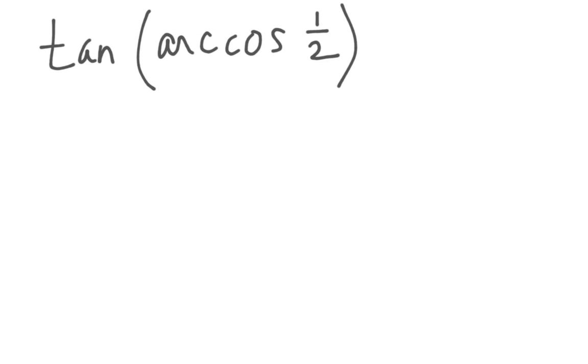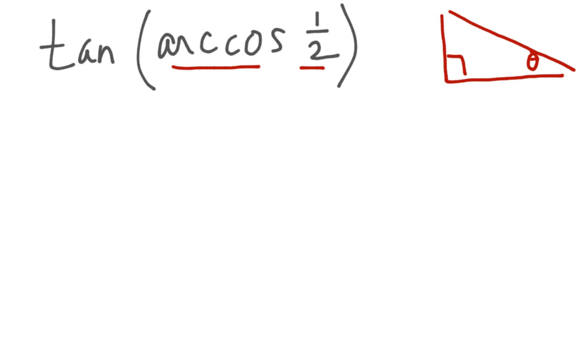Tangent of arc cosine of 1/2. Alright, so we're going to go right back to our right triangle trig. This means we're going to work inside here. Arc cosine of 1/2. So let's think about the angle. Here's my angle, theta, whose cosine is equal to 1 over 2.